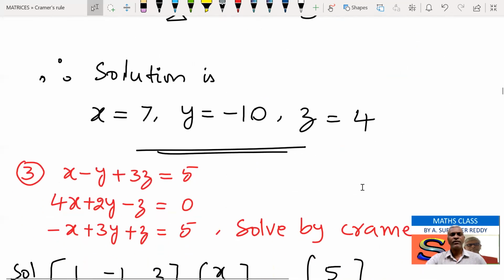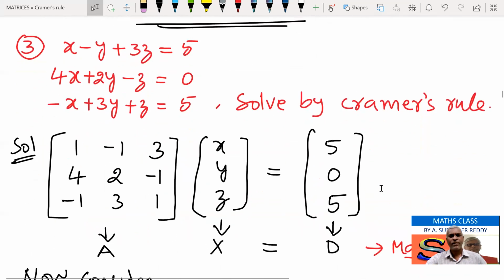You can check the answer whether it is right or wrong. If it is wrong, then you can check it back where you committed any mistake. Okay. If it satisfies, then your answer will be perfectly right.